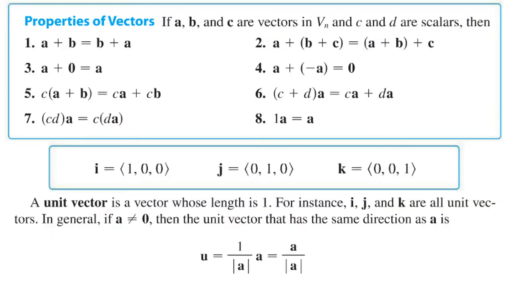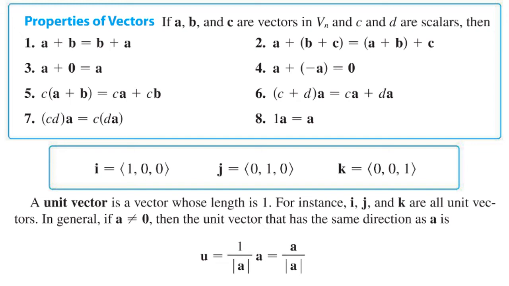Now there's a lot of properties that go along with vectors, and you'll see this if you're in or already taken linear algebra. You do a lot of stuff with vectors in that class, and physics, and all sorts of classes have vectors in them. So if A, B, and C are vectors in V sub n, V sub n would be called a vector space. You talk about that in linear algebra.